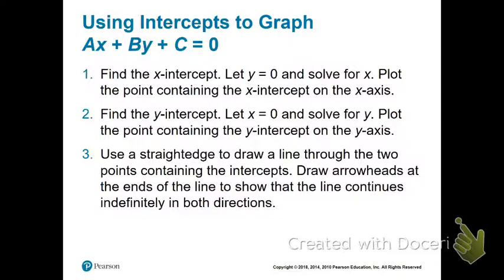All right, so using x and y intercepts to graph. First thing we're going to do is find the x-intercept. So you're going to let y equal 0 and solve for x. Then we'll plot that point on our x-axis. Then we're going to find the y-intercept. We do that by letting x equal 0 and solve for y. And then we'll plot that on our y-axis. And then we're just going to use a straight line to draw a line through the 2 points. Remember, it's a line that continues, so make sure you draw arrows on both ends.